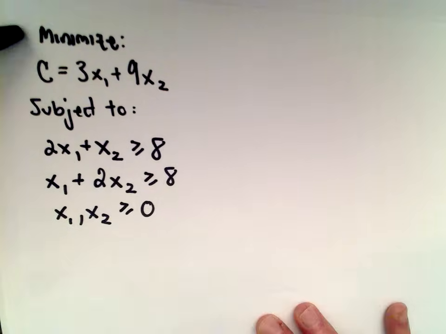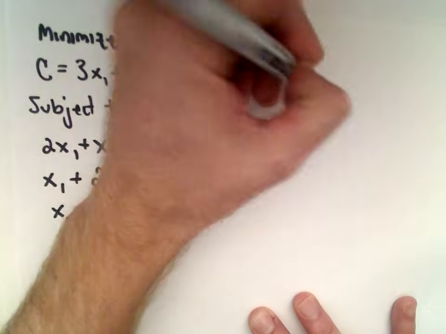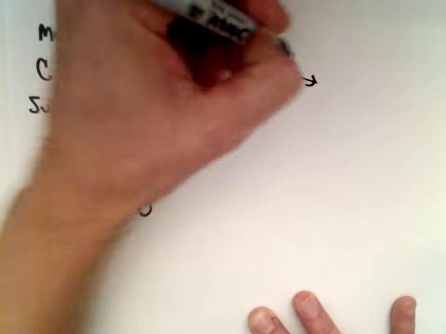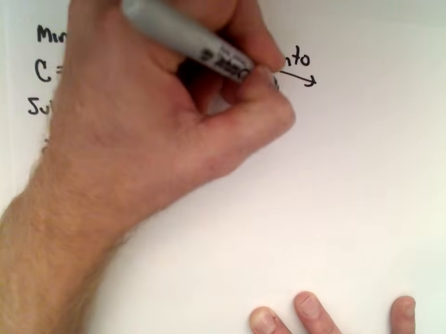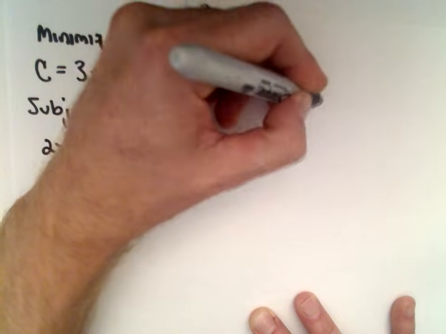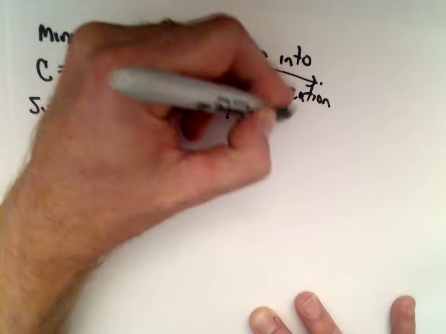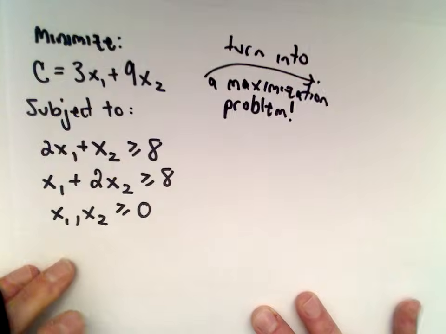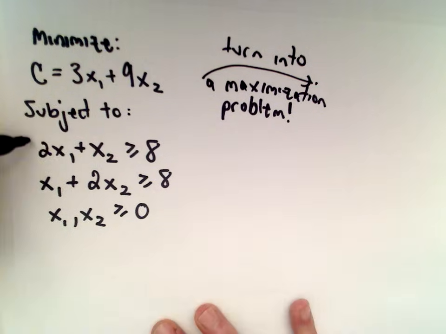What we're going to do is take this minimization problem and turn it into a maximization problem. That's the idea, and then we're going to use the techniques from the other video or videos. So to turn it into a maximization problem, what we do is we look at our constraints here.